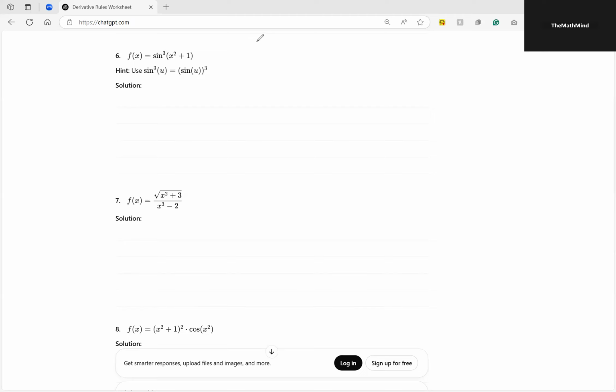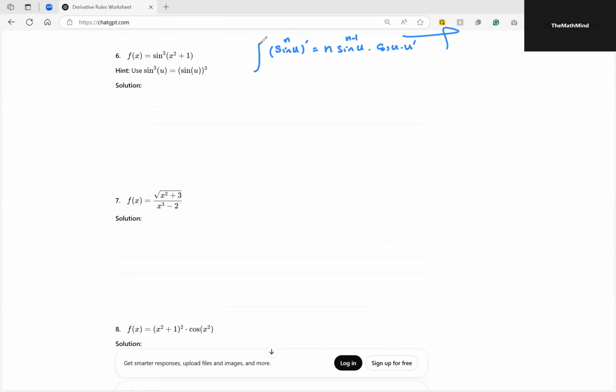We should write the new formula here. We have sine to the power of n of u. How do we take the derivative of this function? It's a kind of power rule here. This will be n sine to the power of n minus 1. And then we multiply this by the derivative of the base. The base is sine u without the exponent. What is the derivative of sine u? It is going to be cosine u times u prime.